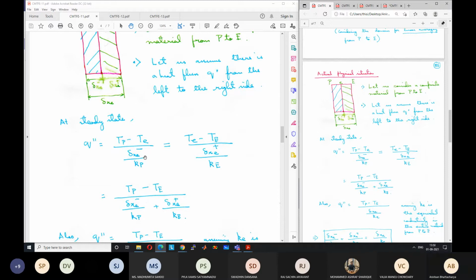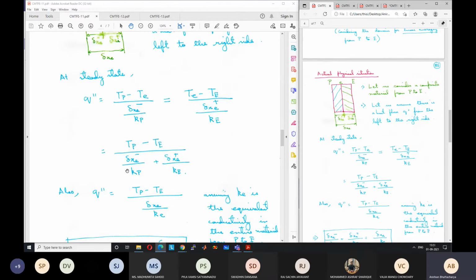Not add in the sense that, like, if I have two fractions a by b and c by d, they are also equal to a plus c by b plus d. So similarly here we find that Tp minus TE over delta xe minus by Kp plus delta xe plus by Ke.